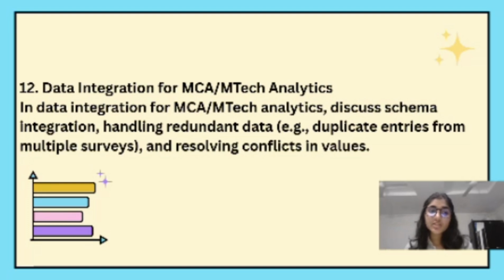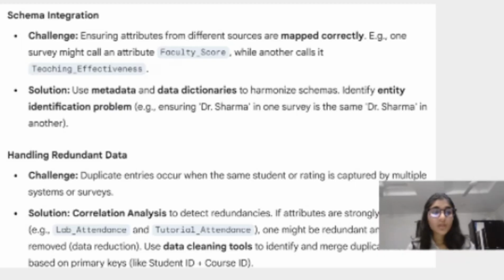Now moving on to question 12, that is data integration for MCA or MTech analytics. Discuss schema integration, handling redundant data, for example duplicate entries from multiple surveys, and resolving conflicts in values. The challenge is ensuring attributes from different sources are mapped correctly. Example, one survey might call an attribute faculty score while another calls it teaching effectiveness. The solution is to use metadata and data dictionaries to harmonize schemas and identify entity identification problems.